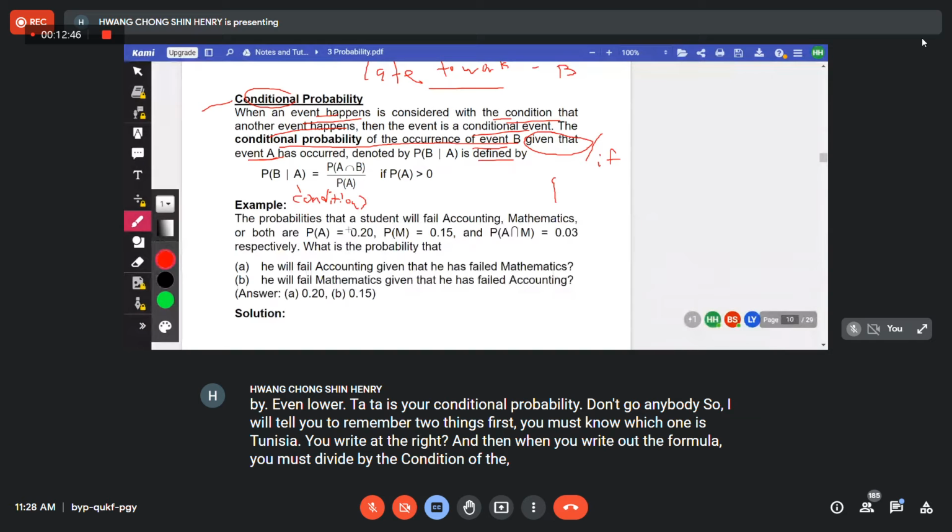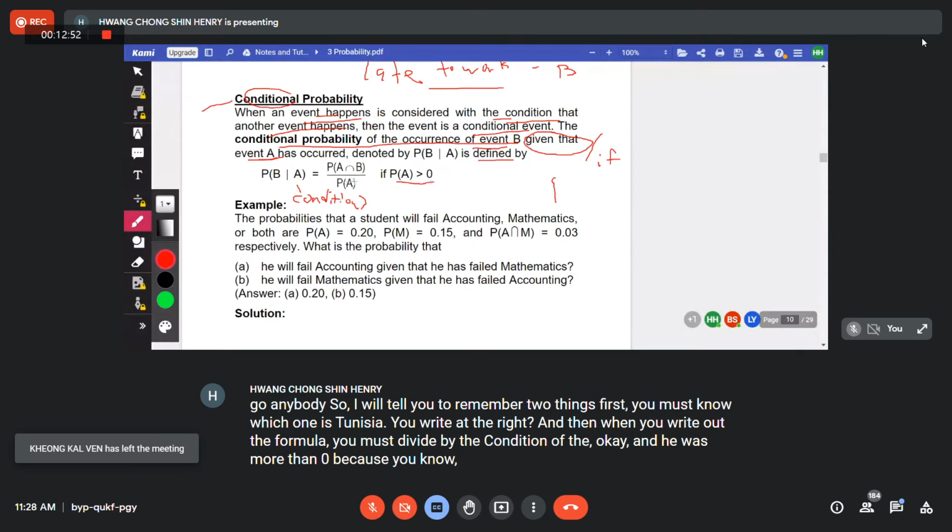Okay? And P(A) must be more than 0 because probability cannot be negative. If P(A) is less than 0, what happens? Your probability becomes negative, right? Less than 0 is negative.